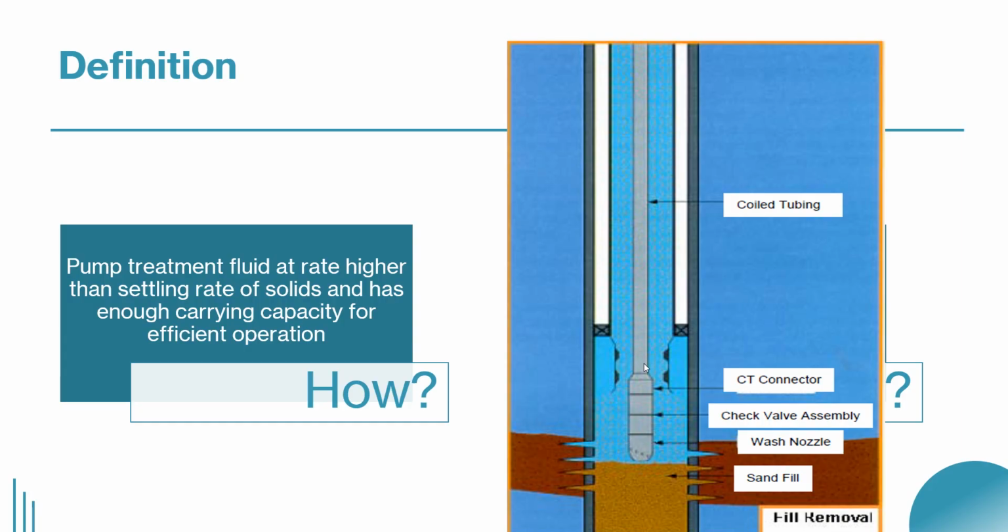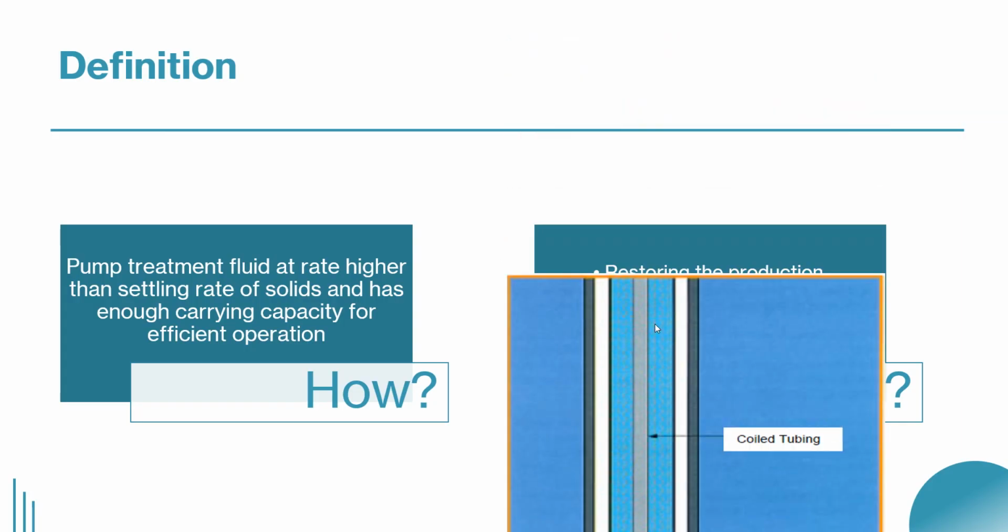So we want to pump treatment fluid at a rate higher than the settling rate of solids, and it has enough carrying capacity for efficient operation. The fluid pumped should have enough carrying capacity. You shouldn't lift 40 pounds of sand when your fluid can carry only 20 pounds. There is 20 pounds of fill that will settle even if you have a rate higher than the settling rate. So this is the definition of fill removal operation. You remove sand fill at a rate higher than the settling rate and the fluid has enough carrying capacity for efficient operation.